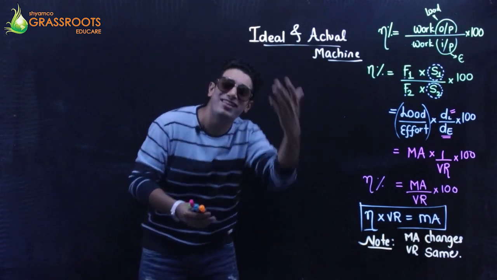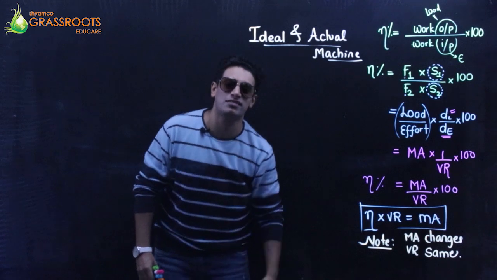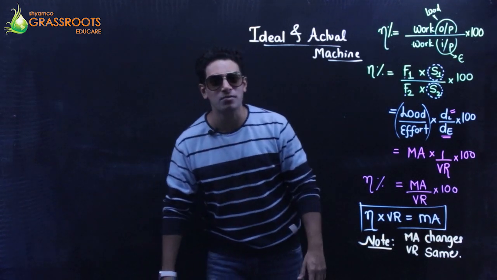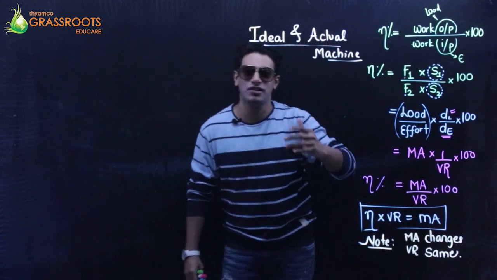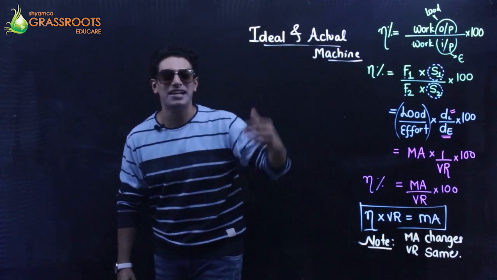Now, look at the list. Look at the bloody list. Come on, it's not possible. That's ideal, imaginary, imagination. That's an ideal machine.